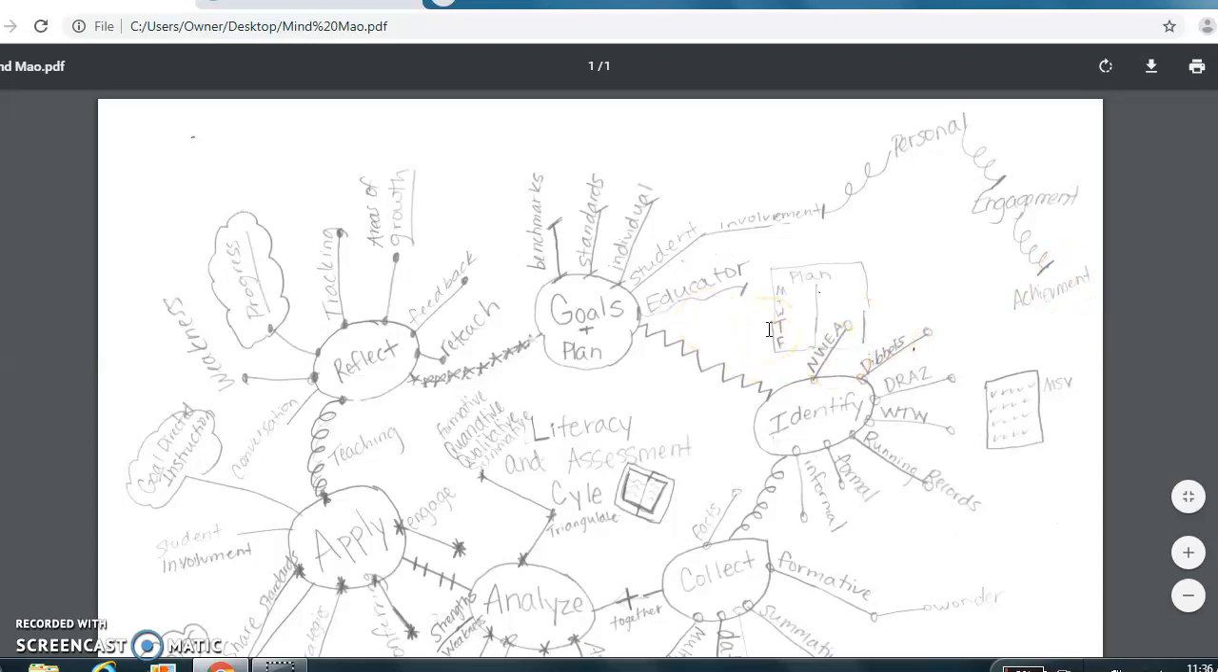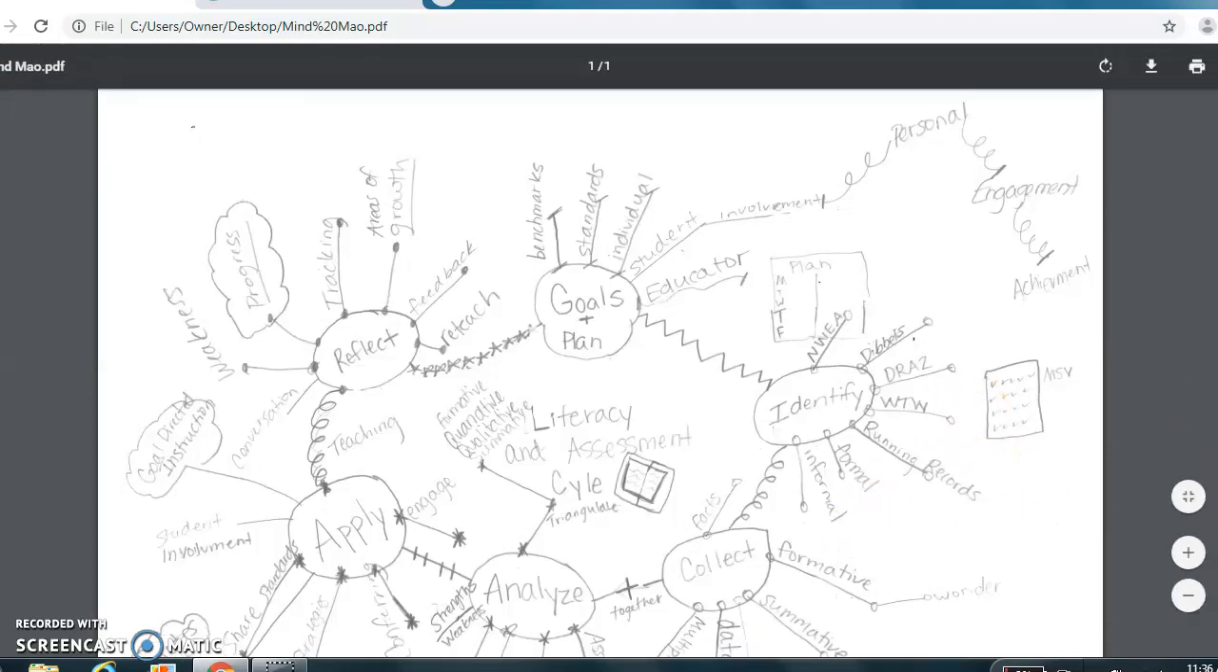Next, moving on through my cycle would be identifying the types of assessments that can be used. So I put down NWEA, DIBELS, DRA2, Words Their Way, Running Records, Formal, Informal, and then here's just the best picture that I could do of a running record, so I'm not very artistic.